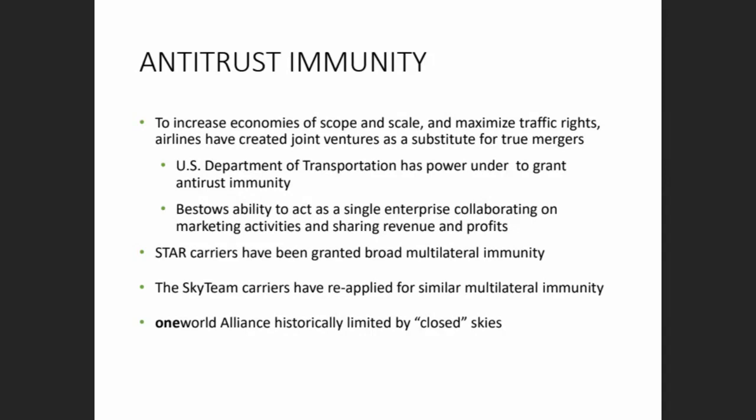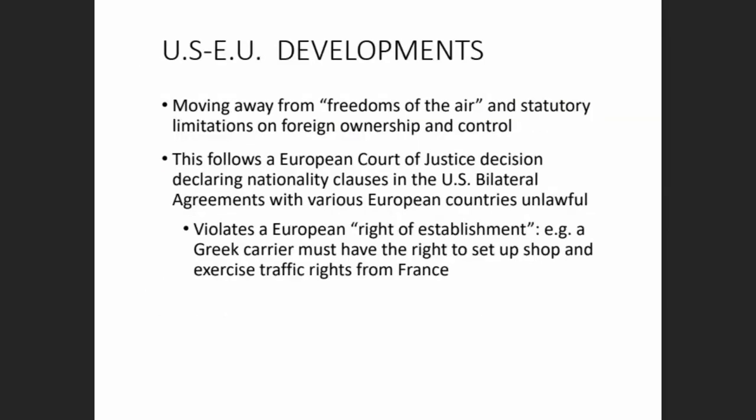The U.S. Department of Transportation has the power to grant antitrust immunity. It bestows the ability to act as a single enterprise, collaborating on marketing activities and sharing revenues and profit. Star Alliance has been granted broad bilateral immunity. SkyTeam carriers have reapplied for similar multilateral immunity. Oneworld Alliance was historically limited by closed skies.